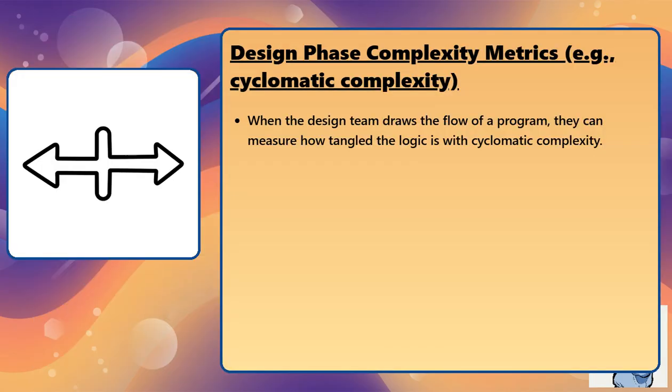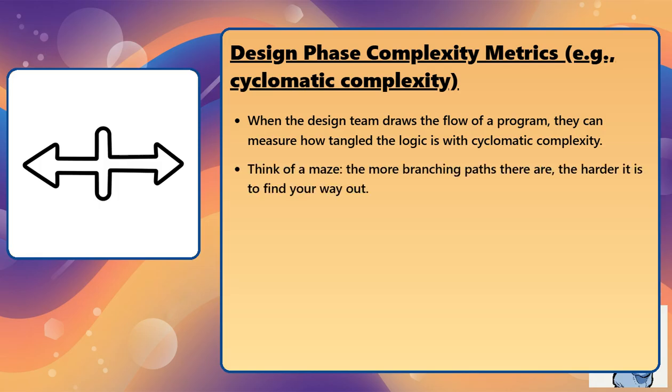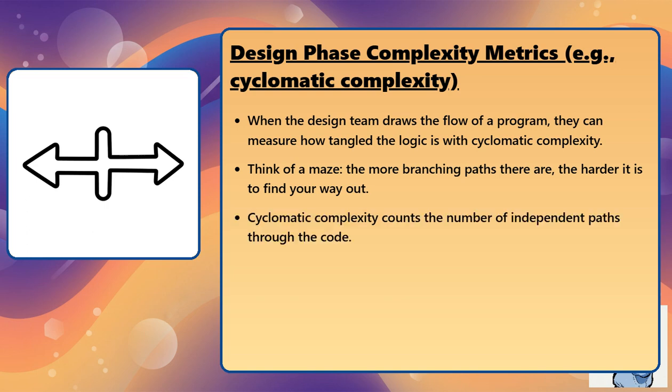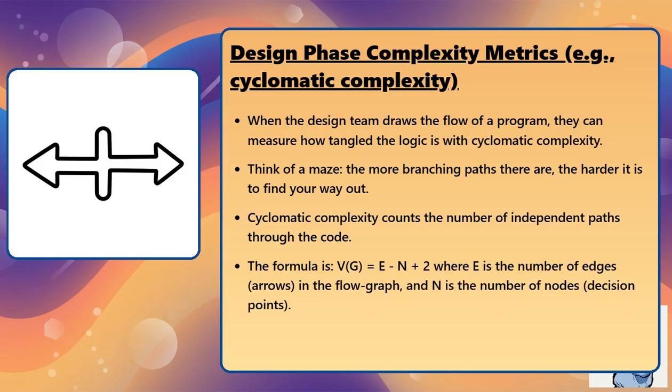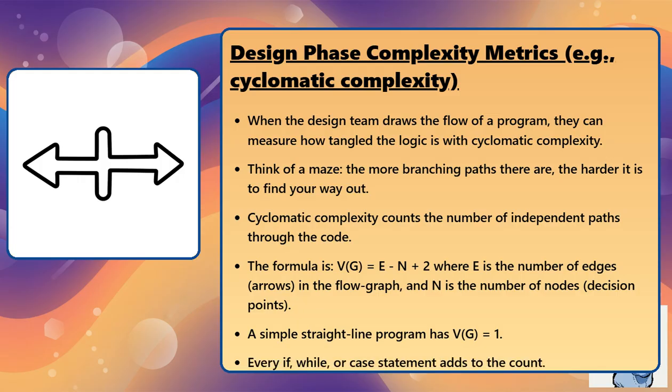When the design team draws the flow of a program, they can measure how tangled the logic is with cyclomatic complexity. Think of a maze: the more branching paths there are, the harder it is to find your way out. Cyclomatic complexity counts the number of independent paths through the code. The formula is V of G equals E minus N plus 2, where E is the number of edges in the flow graph, and N is the number of nodes, decision points. A simple straight line program has V of G equals 1.